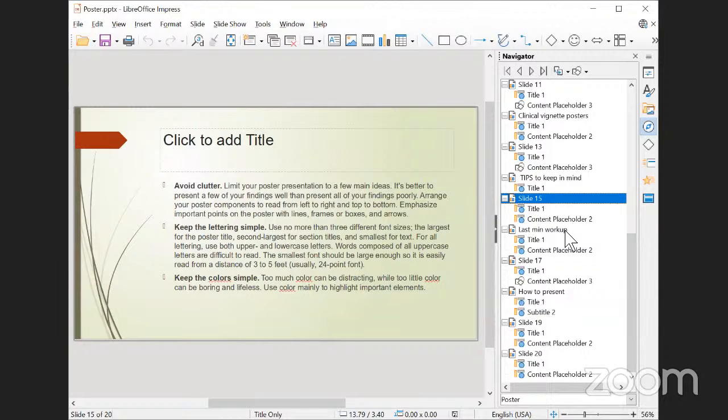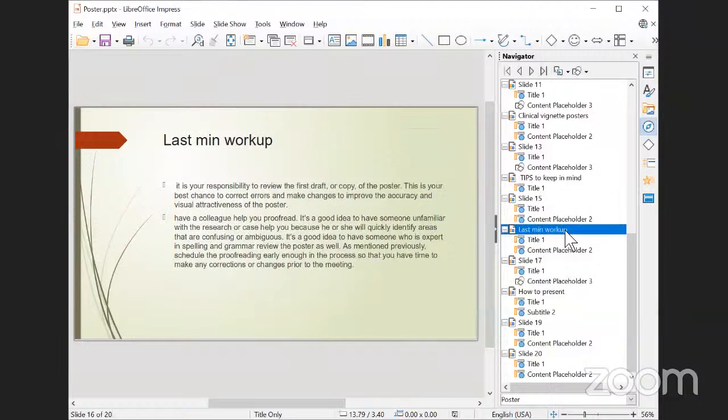Smallest font should be large enough so it is easily read from a distance of 3 to 5 feet, usually 24-point font. Keep the colors simple. Too much color can be distracting, while too little color can be boring and lifeless. Use color mainly to highlight the important elements.